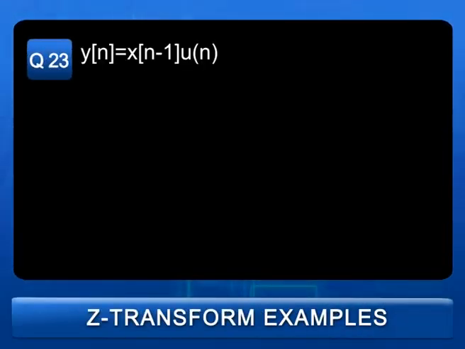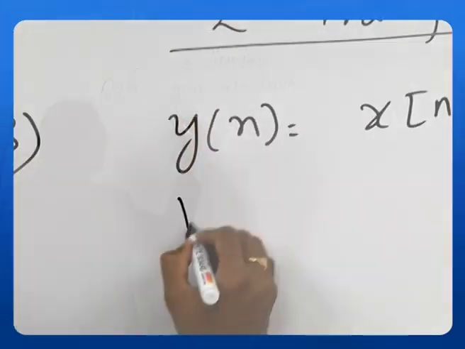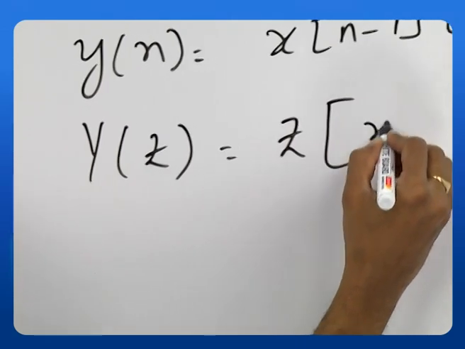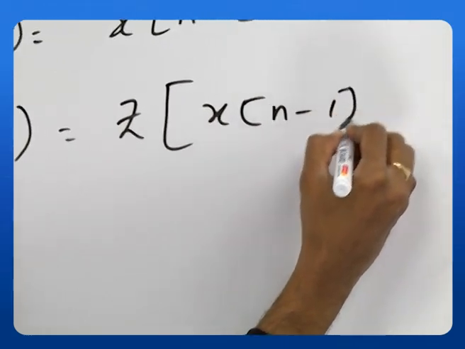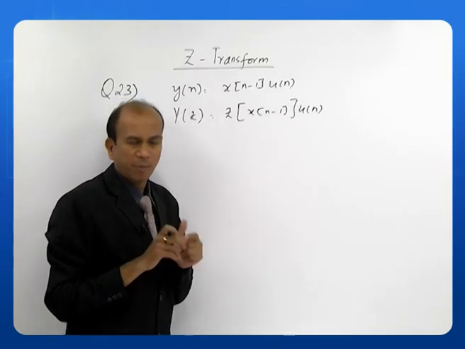Now let us see problem number 23. What does problem number 23 say? It is given y of n is equal to x of n minus 1 u of n. Now we have to find the z transform. That means y of n will have a z transform y of z, and that will be equal to the z transform of x of n minus 1, u of n. Now we have to solve this problem.